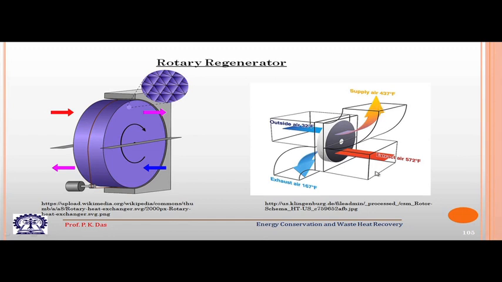So, this is a very common device. In many cases, it can be used in a large air conditioning plant. It can be used for the supply air and the air which is coming out from the room.